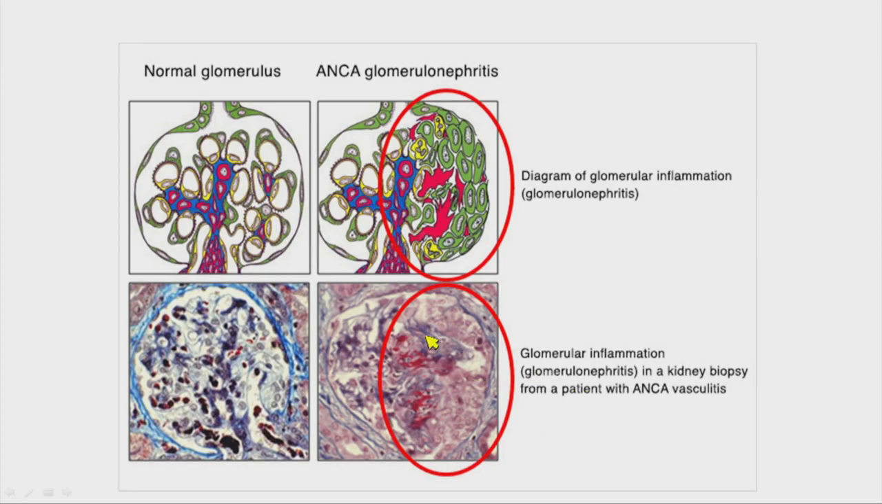And this is a picture of what we see in a kidney biopsy. I will show another one later with more detail, but basically we see areas of scarring, increased inflammatory cells, and inflammation of the wall of the vessels.